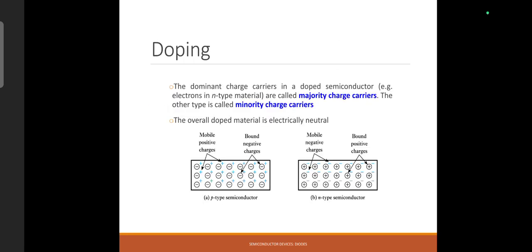In an N-type semiconductor, electrons are available in large numbers. Therefore, electrons are called majority charge carriers. Holes are present in very small numbers and are called minority charge carriers. Similarly, in a P-type semiconductor, holes are the majority charge carriers, whereas electrons are the minority charge carriers. Even after doping, the semiconductor remains electrically neutral because the positive and negative charges are balanced.